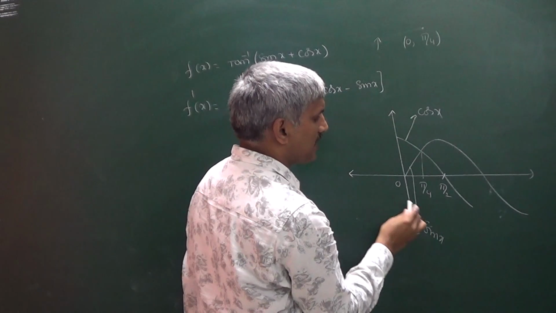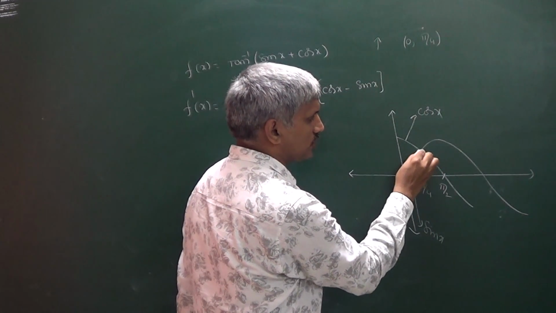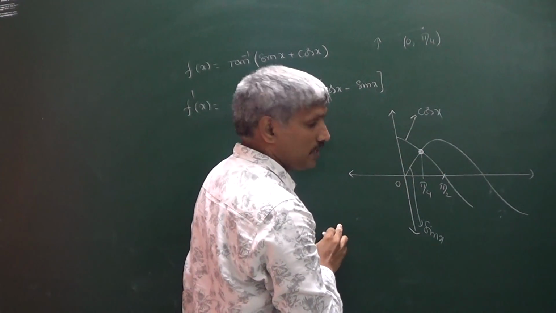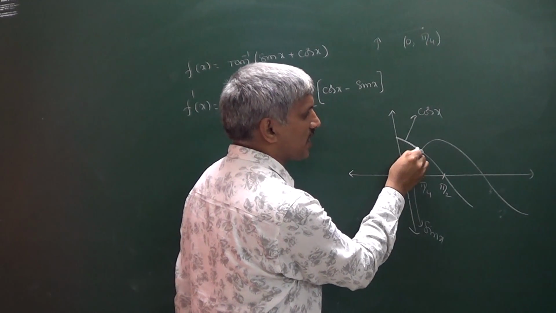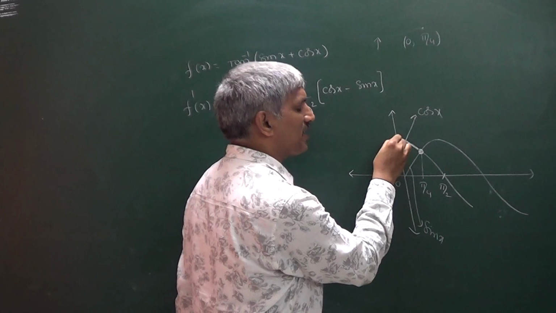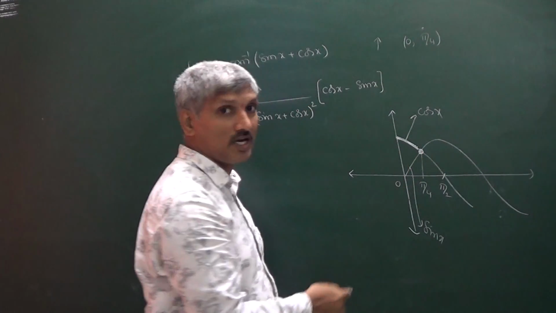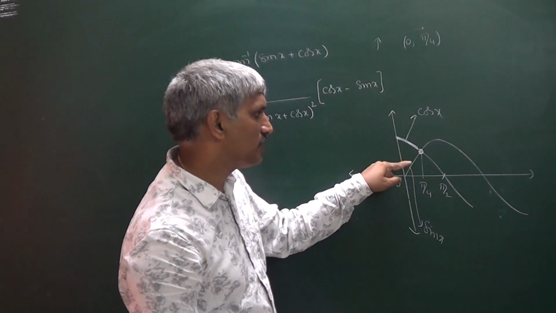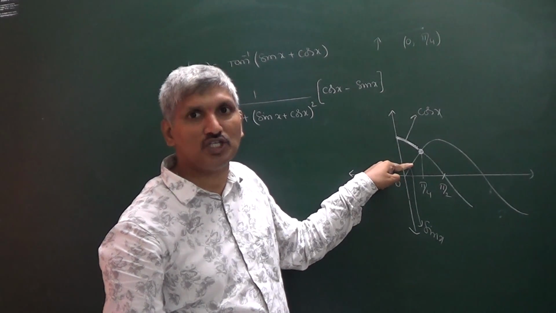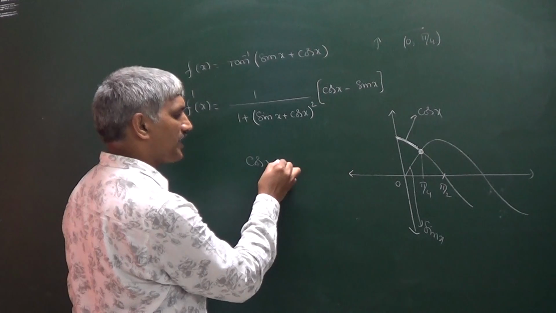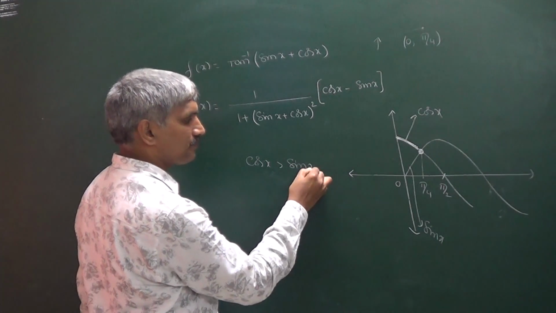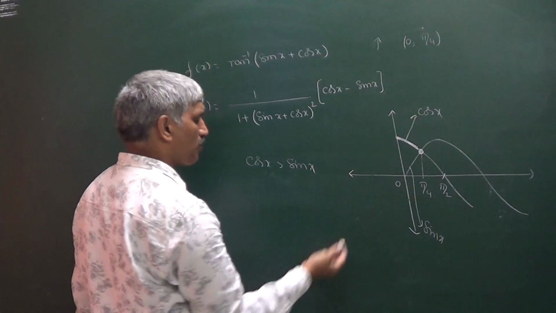Tell me, in the interval 0 to pi by 4, is the cos graph dominating or not? Cos graph dominating means cos x has more values, right? This is the cos x graph, and this is the sin x graph in the interval 0 to pi by 4. That's why, no doubt, cos x is greater than sin x in the interval 0 to pi by 4.